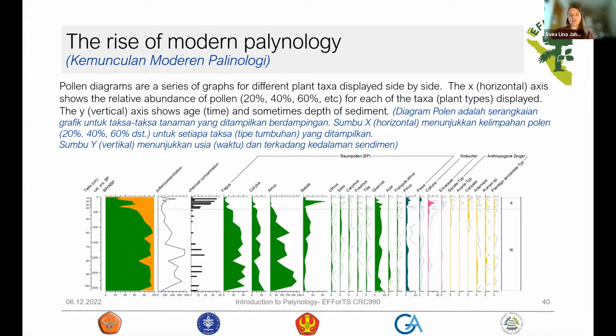For each of these taxa, for each of these plant types, you can find this relative abundance, and also the y-axis here then shows the age through time, or the depth of the sediment where we took the sample. So actually alongside the y-axis you find the samples displayed. It can also just simply be a sample number. Okay?